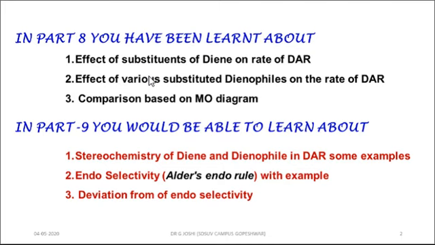Diels-Alder reaction. In part 9, we will be discussing the stereochemistry of diene and dienophile in Diels-Alder reaction with some examples also. We'll also discuss the endoselectivity, which is known as Alder's endo rule, with examples, and we'll end this session with deviation from endoselectivity or endo rule. Let's start.